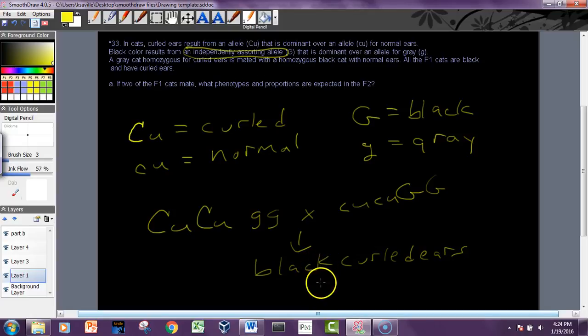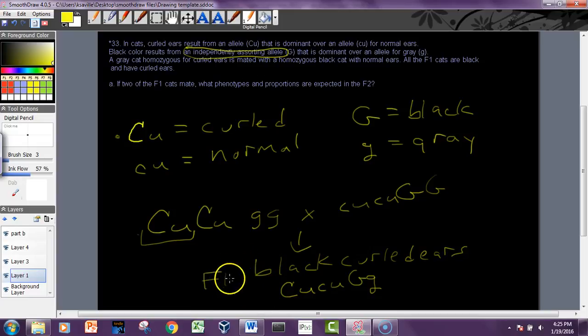So this guy's going to get this allele from this parent, get a little cu from this parent, and then get a big G from this parent and a little g from this parent. Tend to put the dominant one to the left. So it's heterozygous for the CU allele, and it's heterozygous for this one. Big CU is curled, big G is black. So that makes sense. So that's our F1.